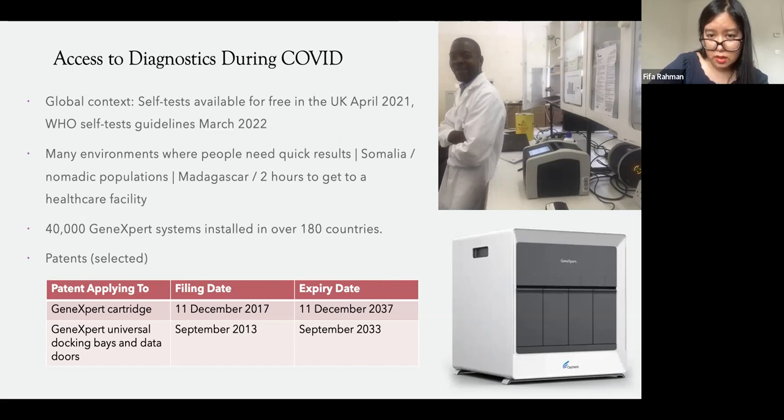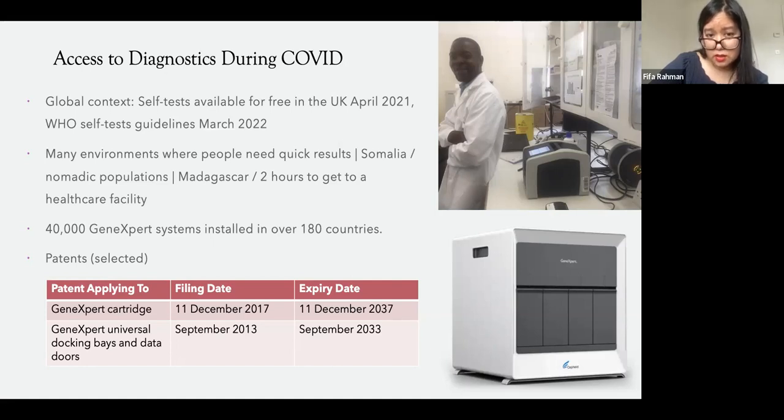In Somalia, for example, we spoke to WHO there, and there's a lot of nomadic populations who couldn't really afford to wait around for test results to come the next day or even in a few days. People needed it quickly. And of course, self-test would have been perfect for this. But in the absence of self-test, people needed automated PCR.